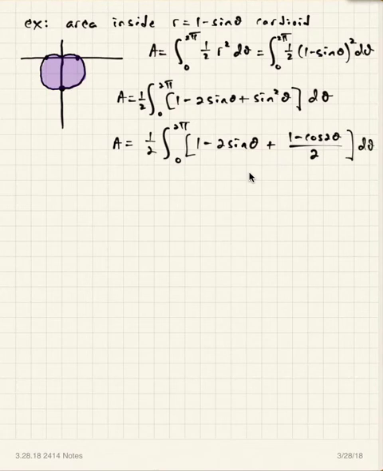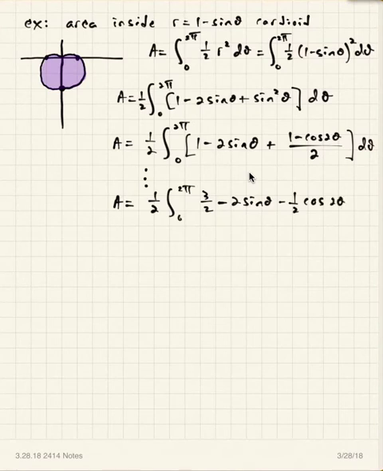And then you can go ahead and collect like terms and everything. And so what I'm going to do here is dot, dot, dot in the interest of time. And so this is the integral, 1/2 the integral from 0 to 2 pi of 3/2 minus 2 sine theta minus 1/2 cosine of 2 theta. And I want you to see if you can figure out the dot, dot, dot part, how I went from one step to the next, like that.